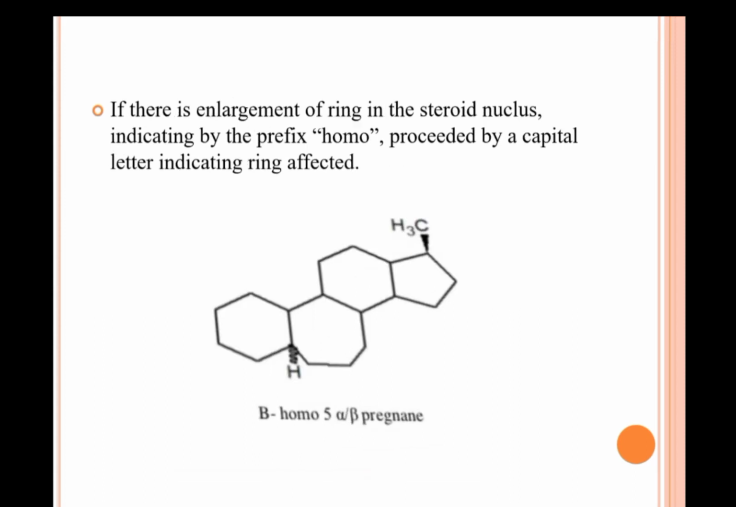Next rule. If there is enlargement of a ring in the steroid nucleus, it is indicated by the prefix homo preceded by a capital letter indicating the ring affected. Let's see the example. In this example, there is enlargement of B ring. Therefore, nomenclature is B-homo-5 alpha or beta-pregnane.